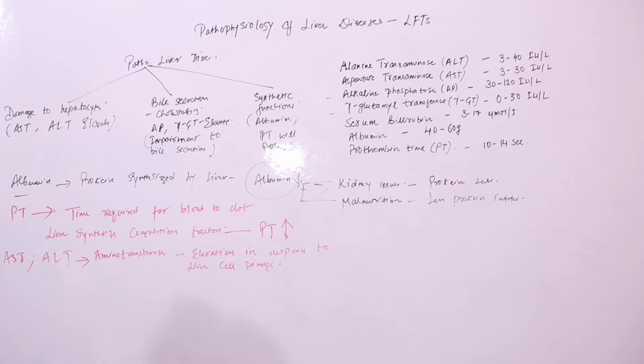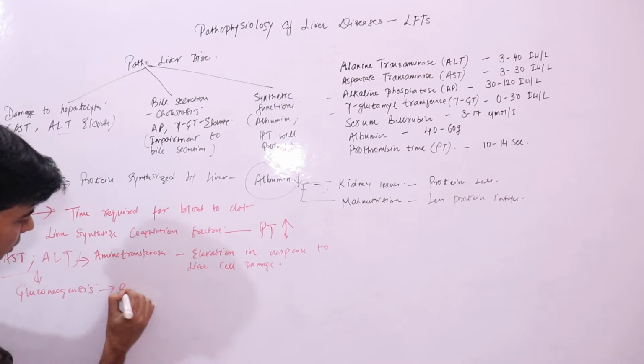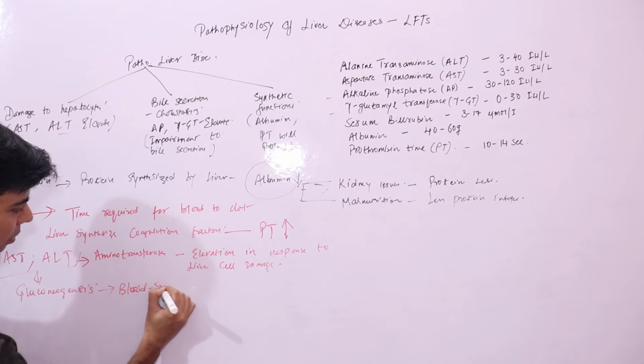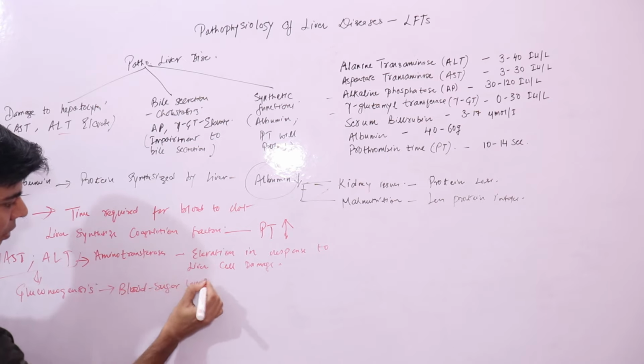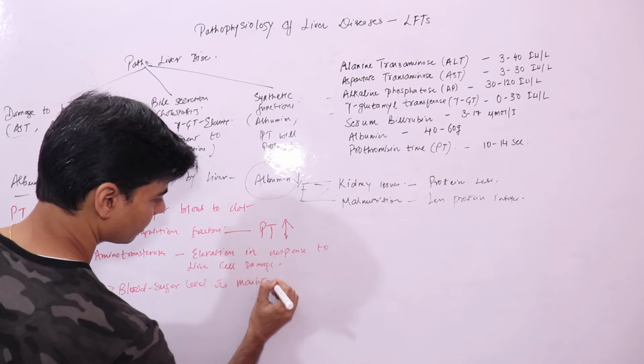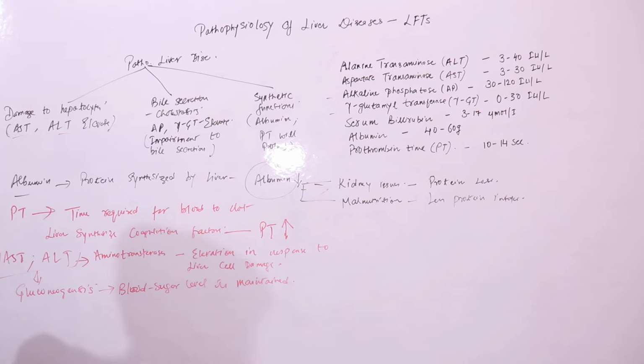So these will show elevation, and these enzymes are used in gluconeogenesis. And through gluconeogenesis, your liver maintains your blood sugar level, right?